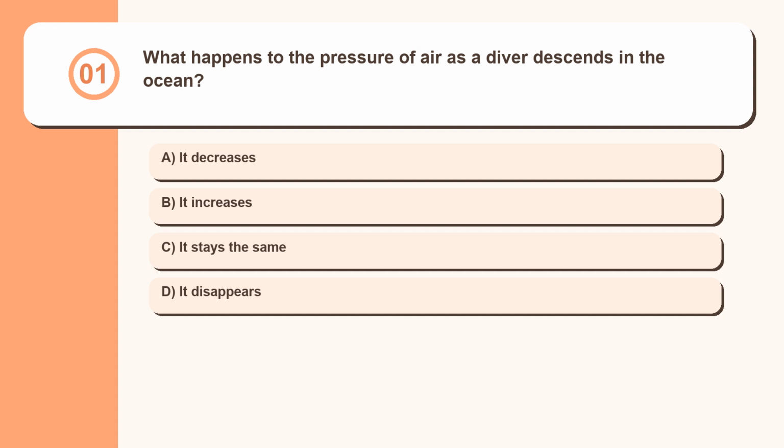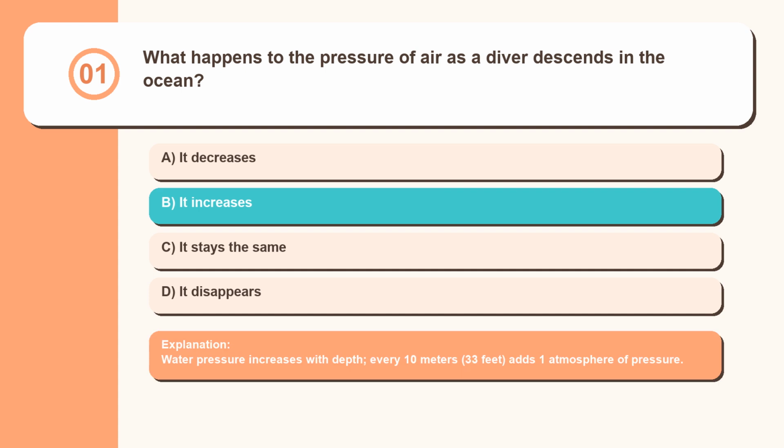Question 1. What happens to the pressure of air as a diver descends in the ocean? It decreases. It increases. It stays the same. It disappears. Water pressure increases with depth. Every 10 meters, 33 feet, adds 1 atmosphere of pressure.